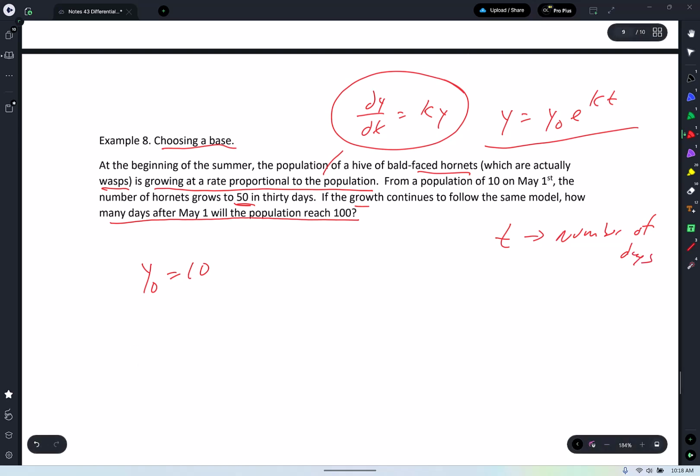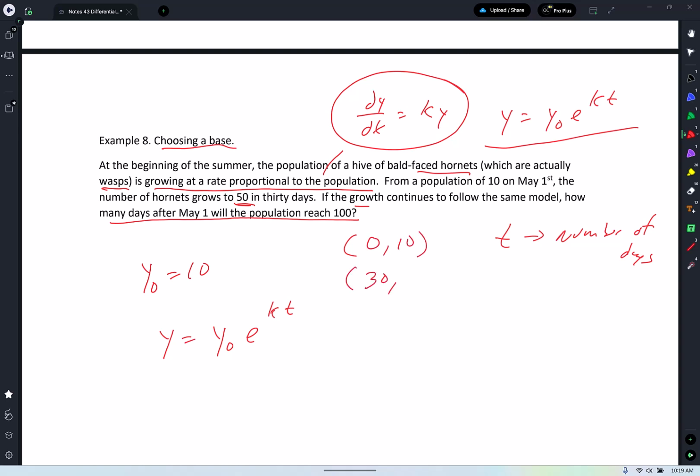I'm going to write my amount equals the initial times e to the kt. Do you guys remember when I told you to let the situation tell you what your k is? So I'm going to solve for k first. So I'm going to say 100 equals, this is after 30 days, 10e to the 30k.